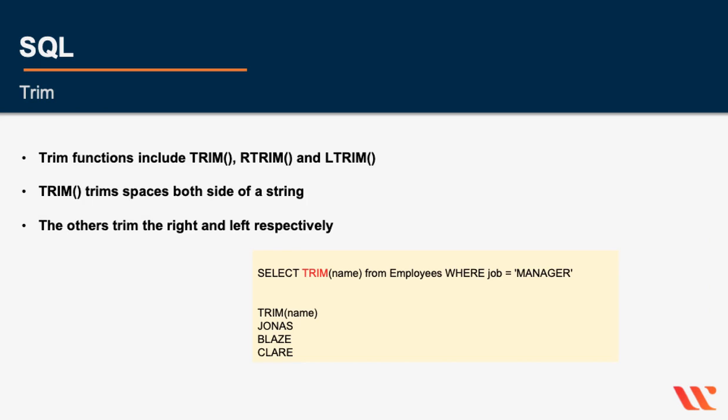The TRIM function. The TRIM function trims space on both sides of a string. So if there is an extra space on one side of a string, the TRIM function trims it. There are also sub functions called RTRIM and LTRIM, and as you might have guessed, RTRIM removes space on the right and LTRIM removes space on the left side of a string.